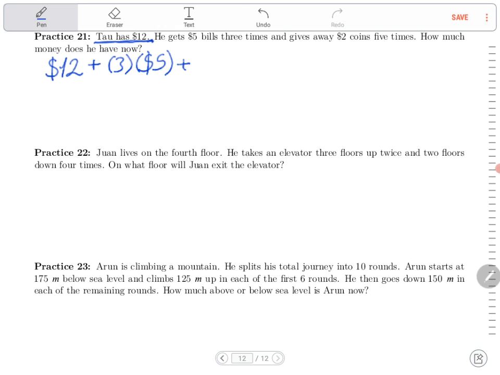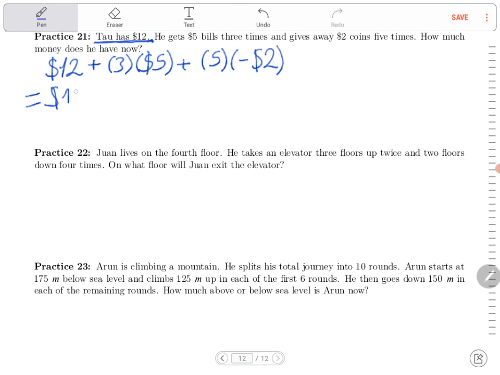So let's add 5 times negative $2. Or how will I write negative $2? How about negative $2, like this. So now we have basically two kinds of problems, addition and multiplication. So let's solve some of these problems.